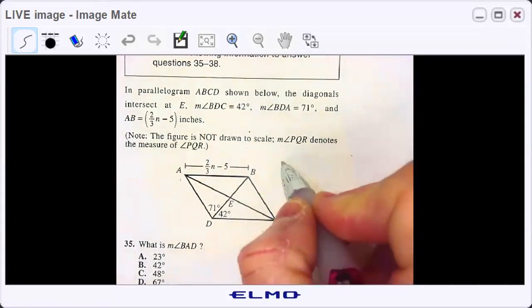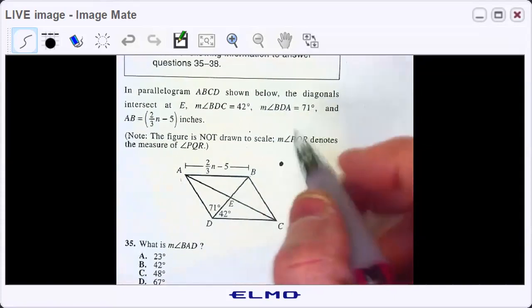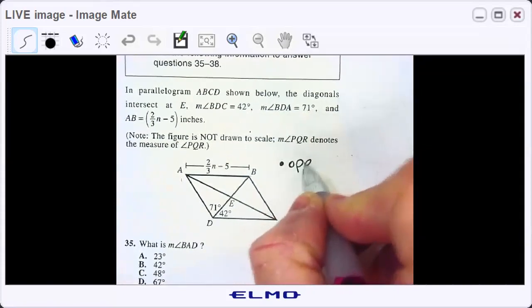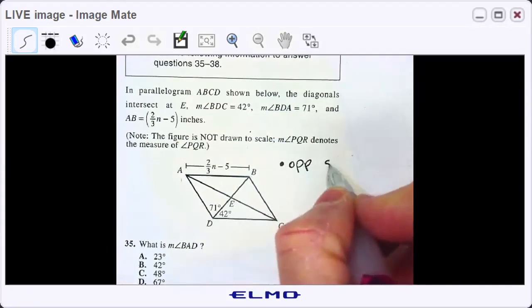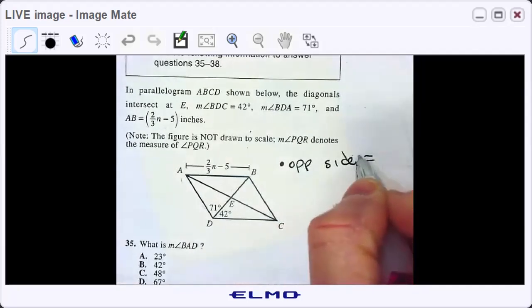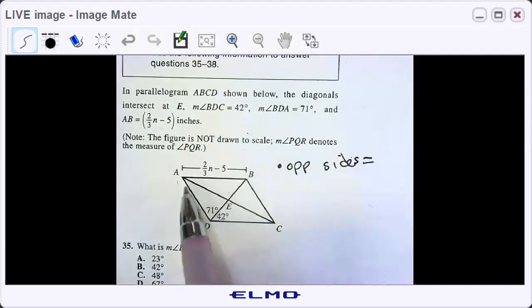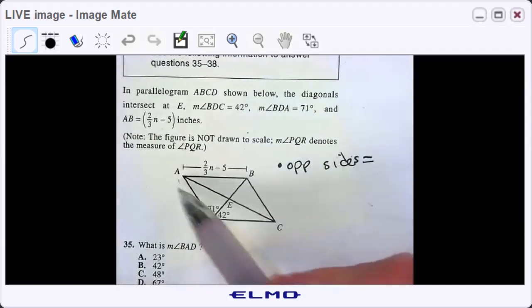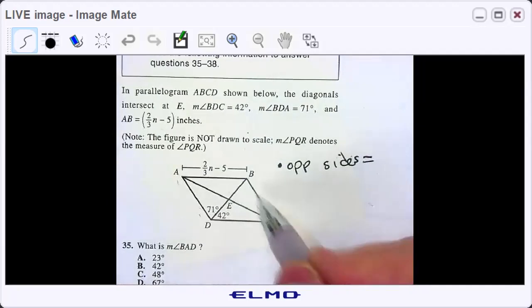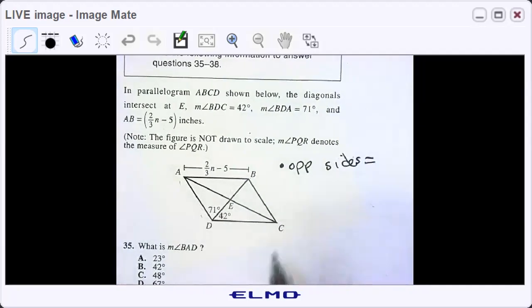One of the most important properties is that the opposite sides are equal to each other. So the top is going to be equal to the bottom, AB equal to DC, and the left, AD, is going to be equal to BC. Now that's in every parallelogram.